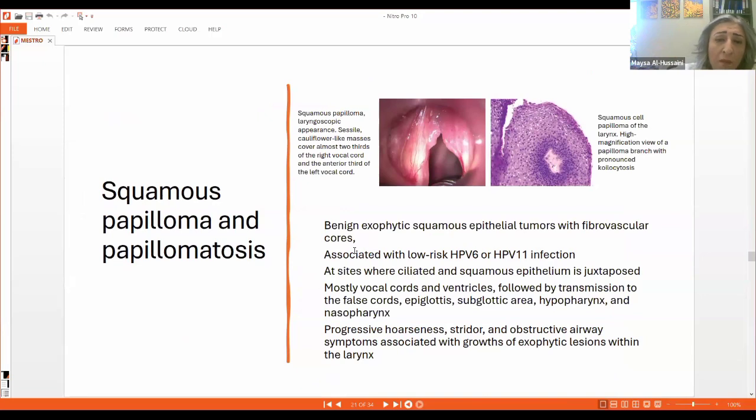Now remember, squamous papilloma and papillomatosis are an important differential diagnosis that we should always have at the back of our minds whenever we encounter verrucous carcinoma or papillary squamous cell carcinoma. Squamous papilloma and papillomatosis are actually associated with low risk HPV infection, HPV 6 and 11, and mostly these affect the vocal cords and the ventricles, and they are associated with symptoms. In order, again, to render a confident diagnosis, we have to have generous biopsy and, of course, correlation with other ancillary studies, including the radiology.